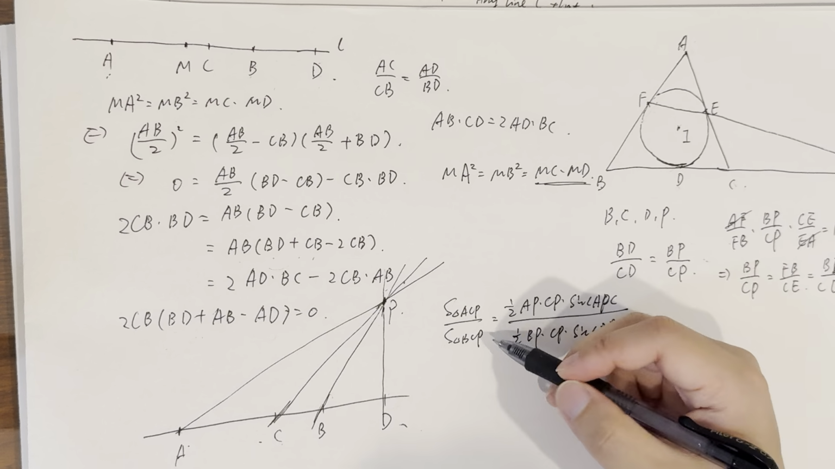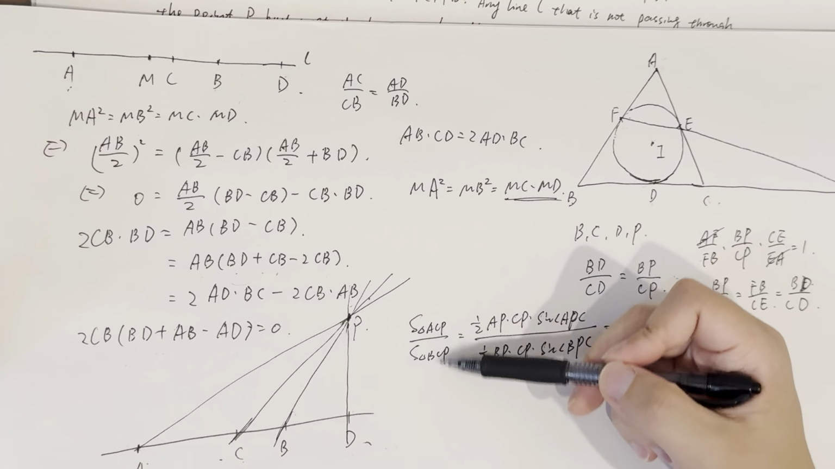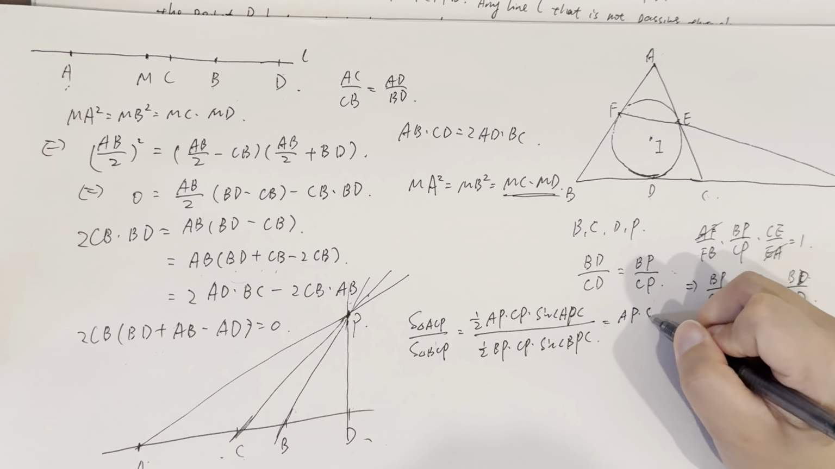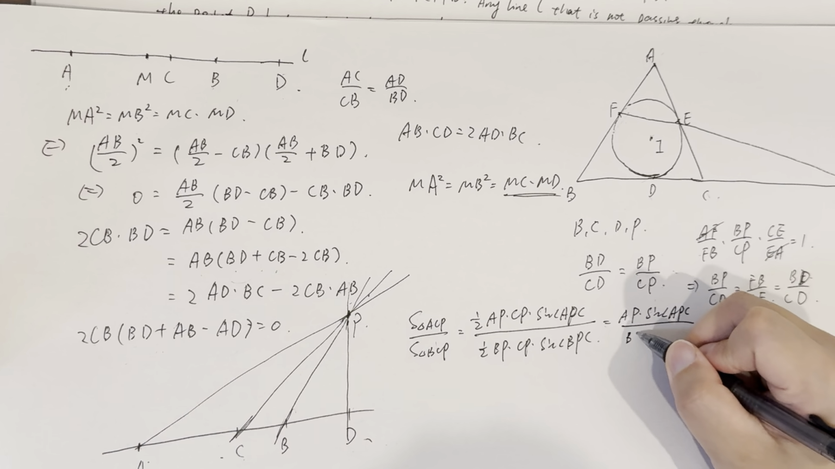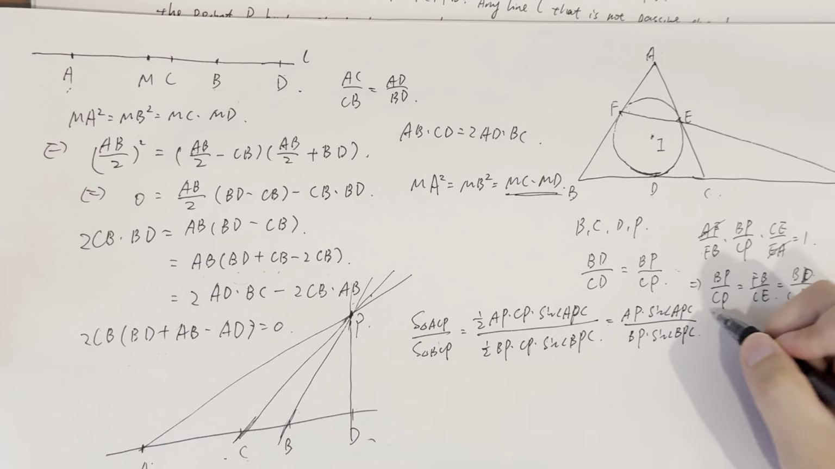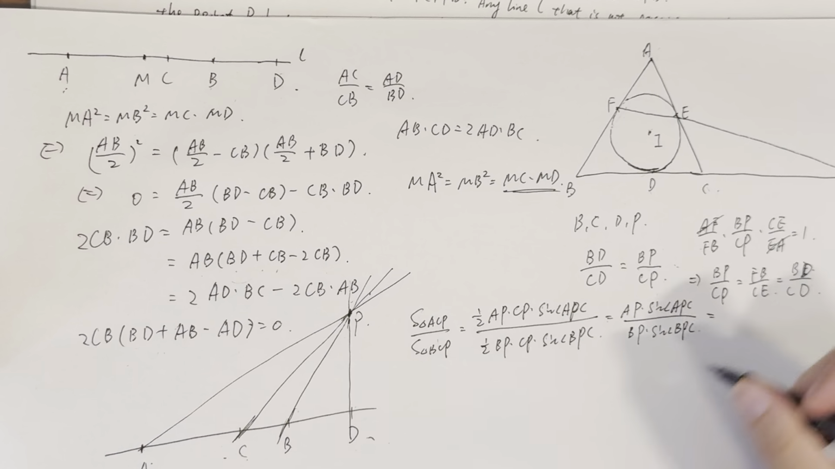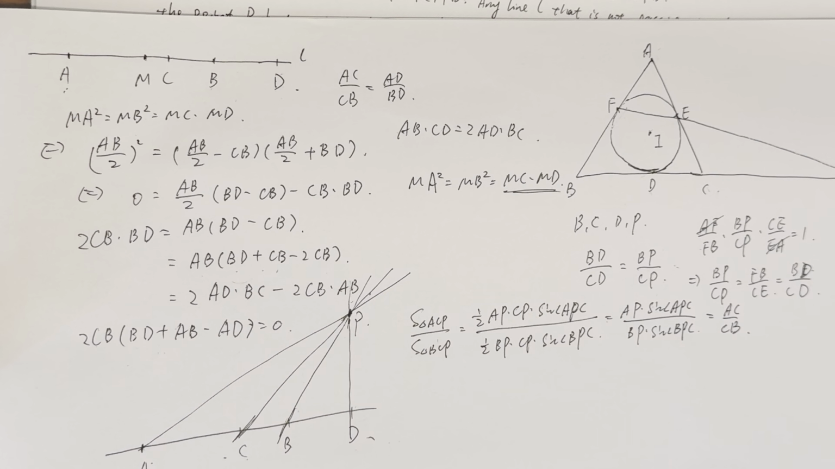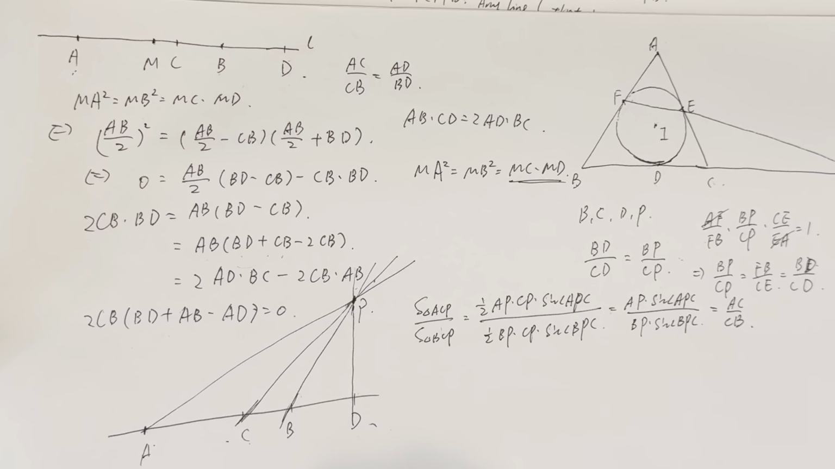Right? So that means the ratio of the areas of these two triangles is AP sine angle APC to BP sine angle BPC, right? Which can also be written as AC to CB, right? That's the area ratio of triangle APC and triangle BPC.